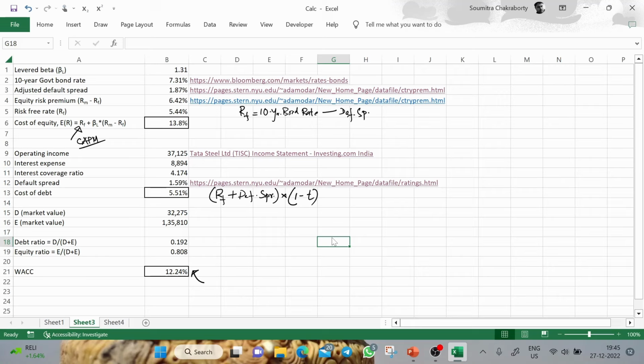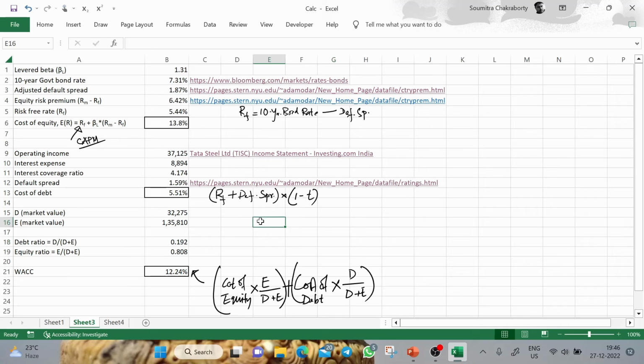How have you calculated this? We have our cost of equity and we have our cost of debt. This into E by D plus E and this into D by D plus E. And we have added this plus this. This is our weighted average cost of capital for Tata Steel.